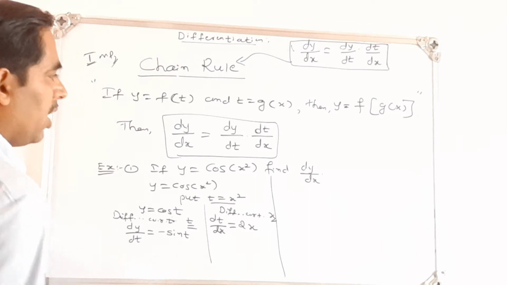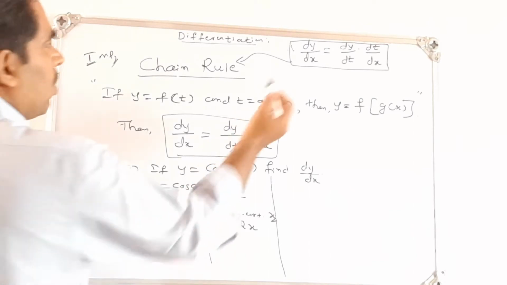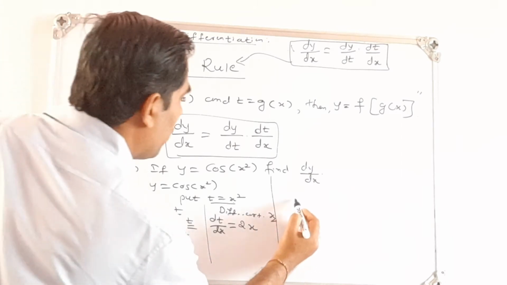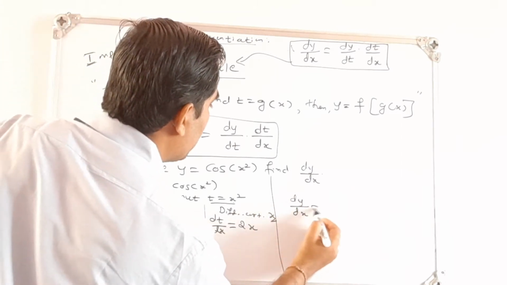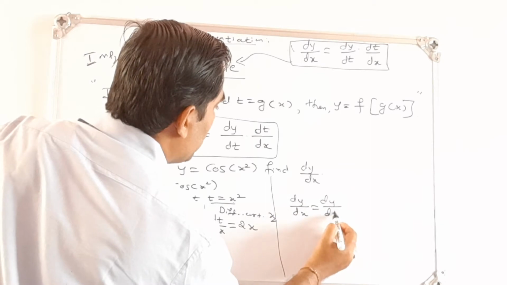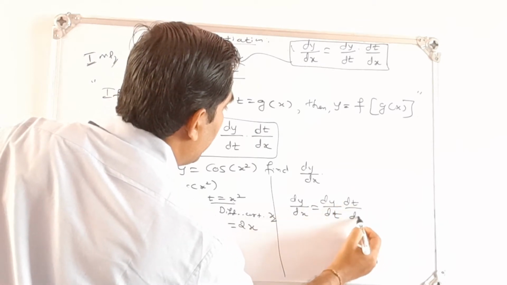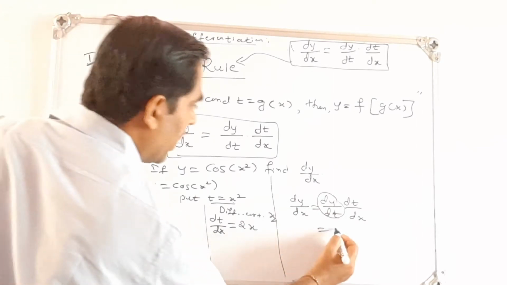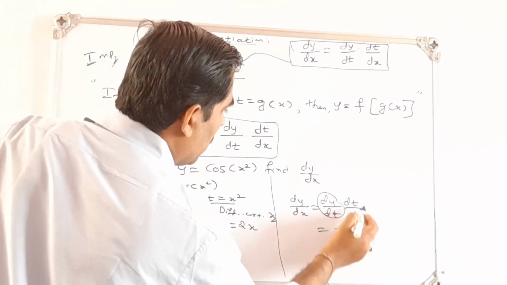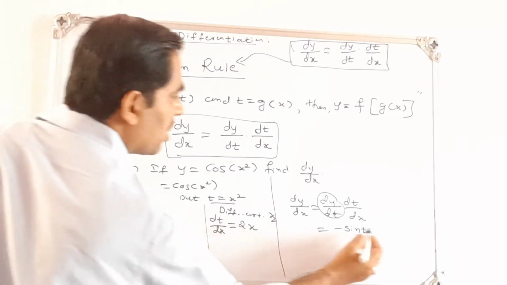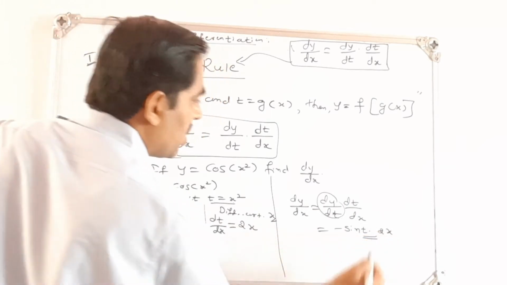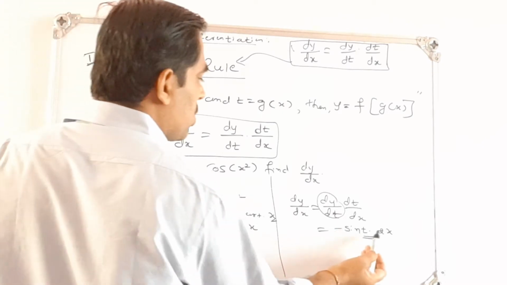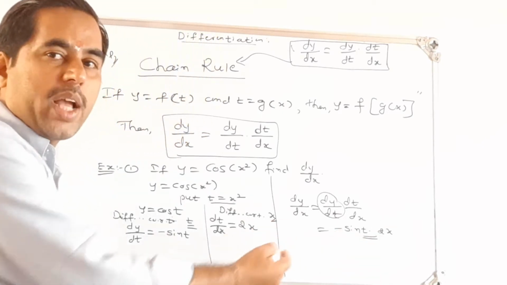Then we want dy by dx, so we write it here. By the chain rule, dy by dx is equal to dy by dt into dt by dx. What is dy by dt? dy by dt is minus sin t. And dt by dx is 2x. So this is the derivative of the given function: cos of x square is minus sin t into 2x, or minus 2x into sin t.